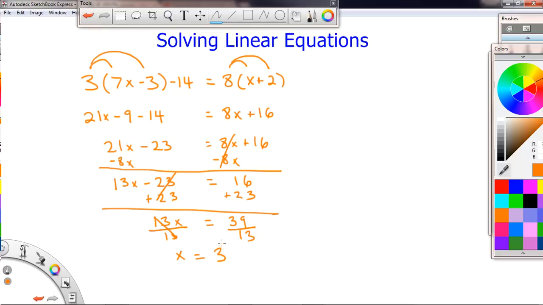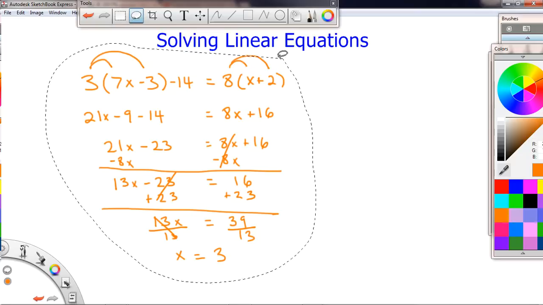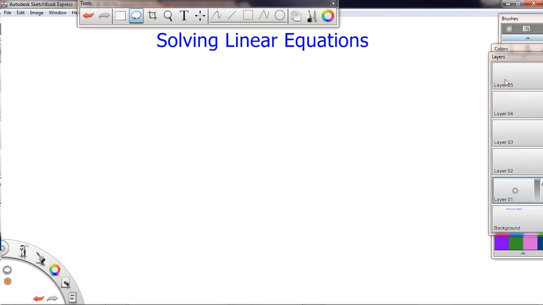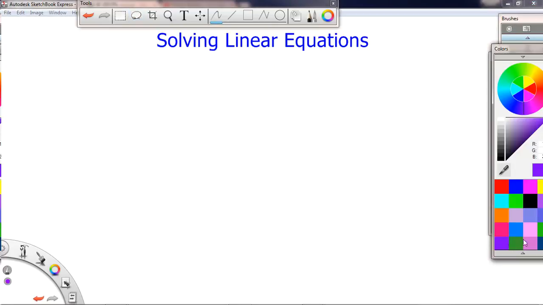I think I did that for almost every question here. I have an obsession with 3, I guess. Let's go with x equals 3 being a solution. No, I'm going to go to a different layer just so I can erase everything. All right, different color, purple.